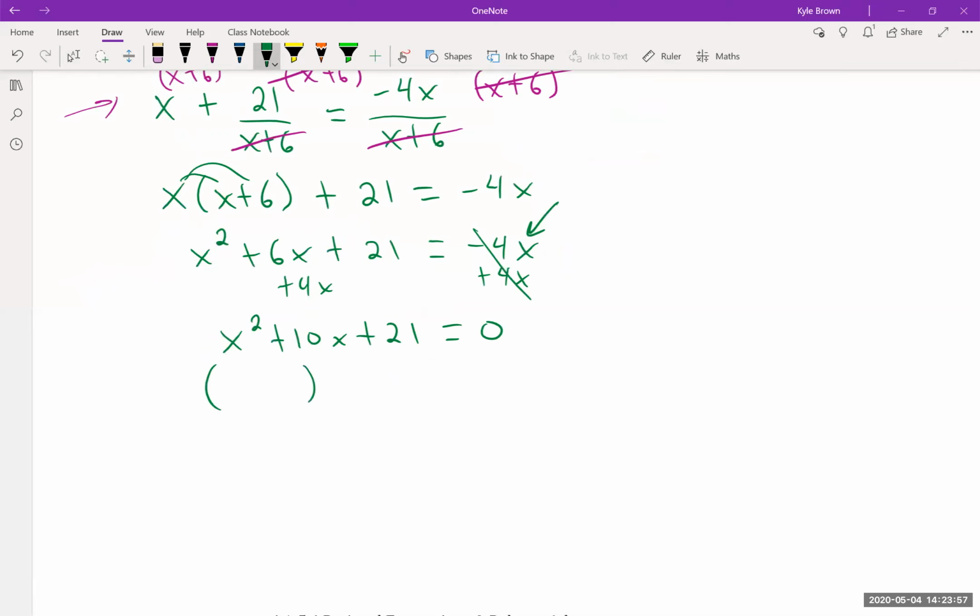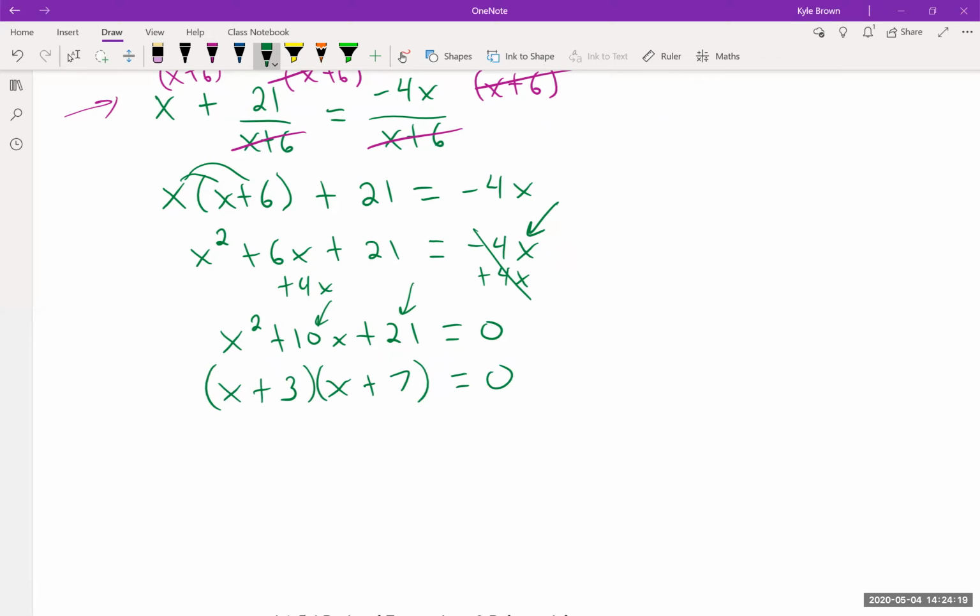So we've got our brackets. They both get an x. And I'm looking for numbers that multiply to 21 and add to 10. Okay, well, 7 and 3, right? That would do it. And both positive. All right, so now all I've done is I've rewritten this thing just in factored form.